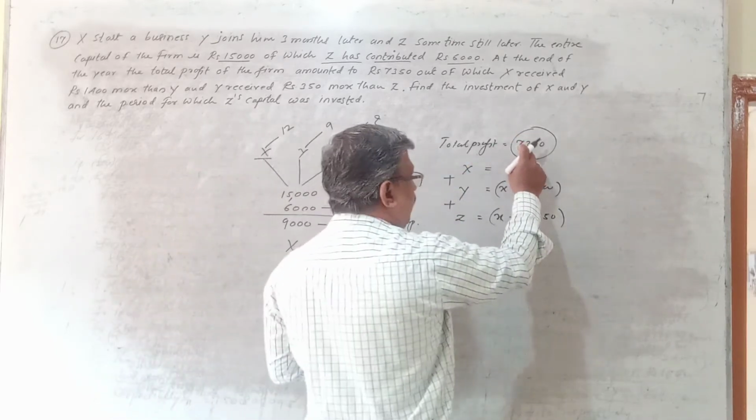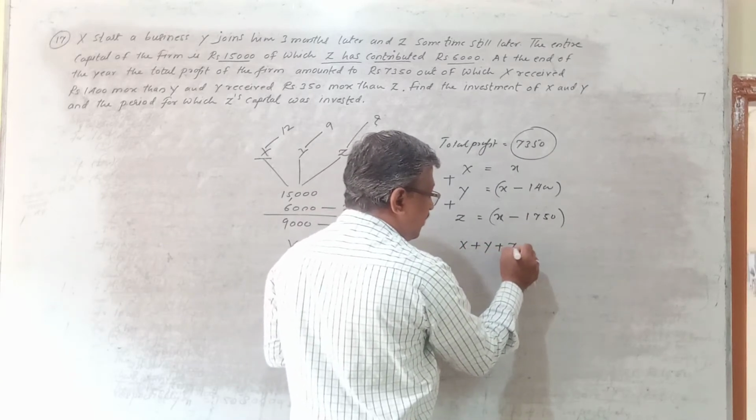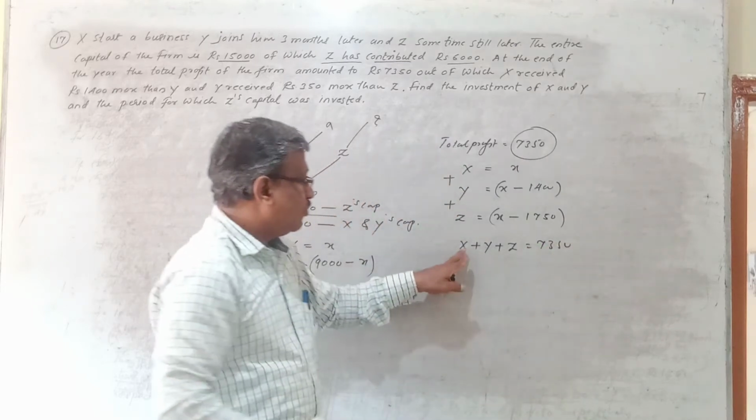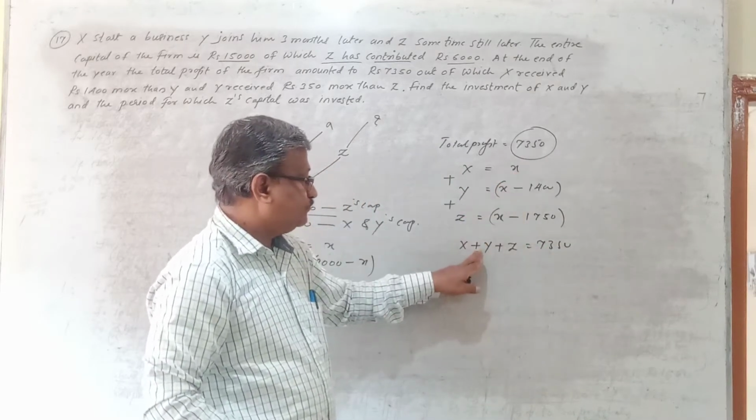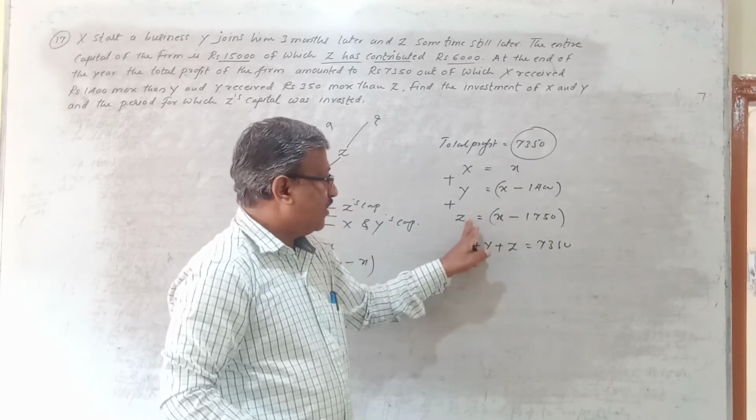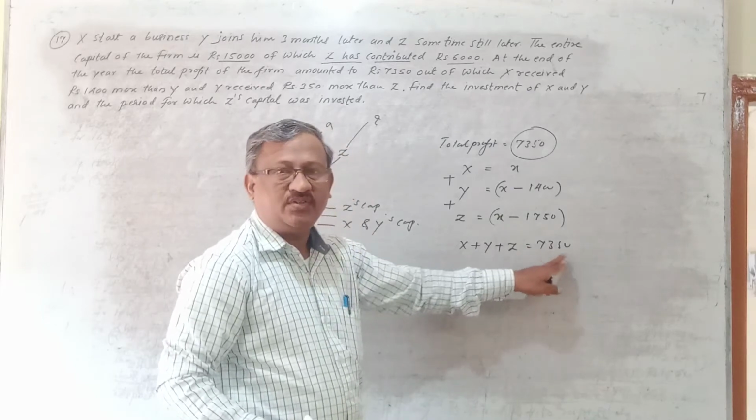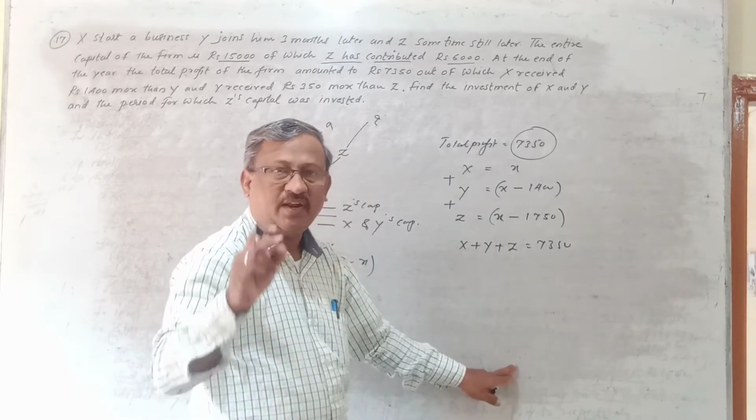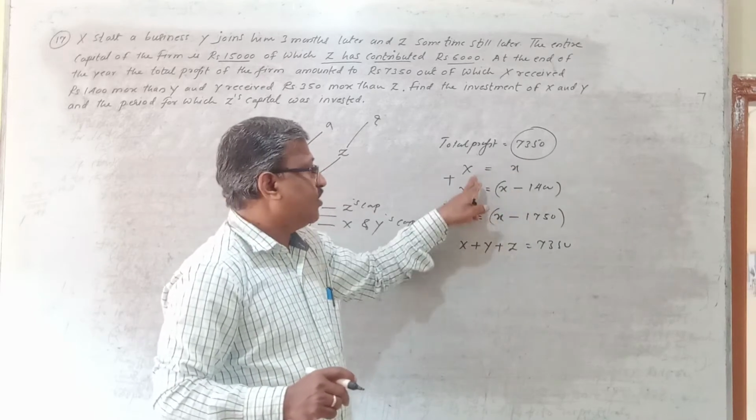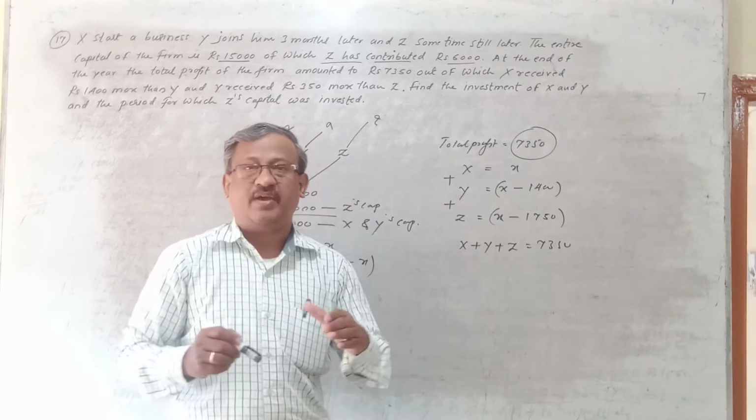Means this total profit is nothing but x's share plus y's share plus z's share equal to, I can put 7,350, right? So x's share is x, plus y's share is x minus 1,400, plus z's share is x minus 1,750 equal to 7,350, and you solve that. Means you get the x value. X value is x's share. Once you know x's share, we can easily find y and z's share. So like this, you will come to know the share of profit of x, y and z.